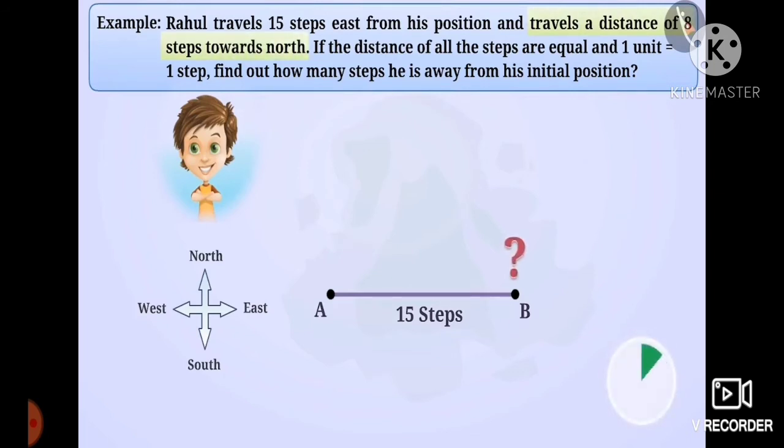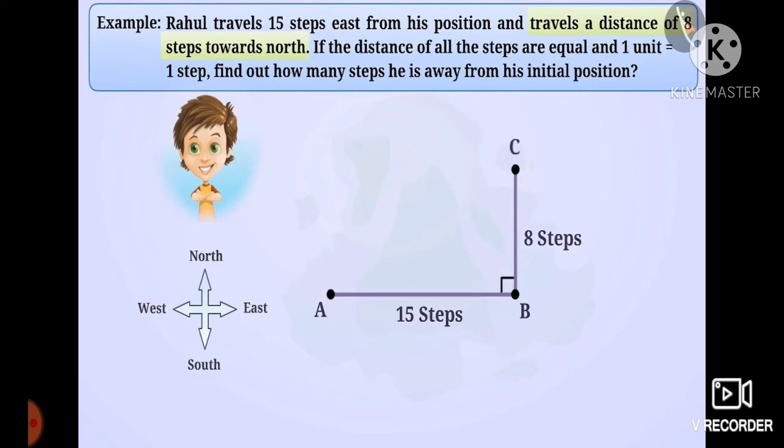So now he travels 8 steps. 1 unit you can take as 1 step. Okay, 8 steps. Take 8 steps from B. Yes. Now you can move with that.